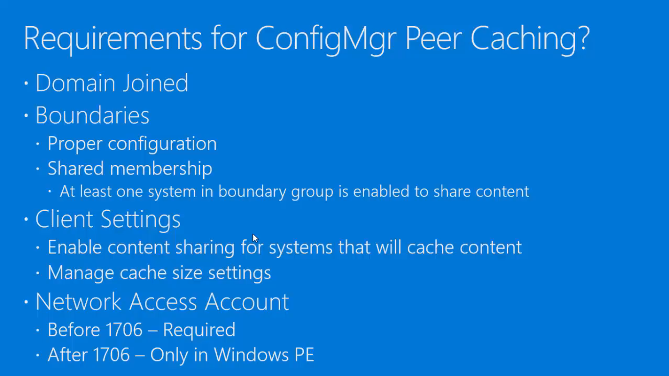In the same area of client settings, you can configure increases to that content cache size selectively on those machines that you identify to act as content source peers.